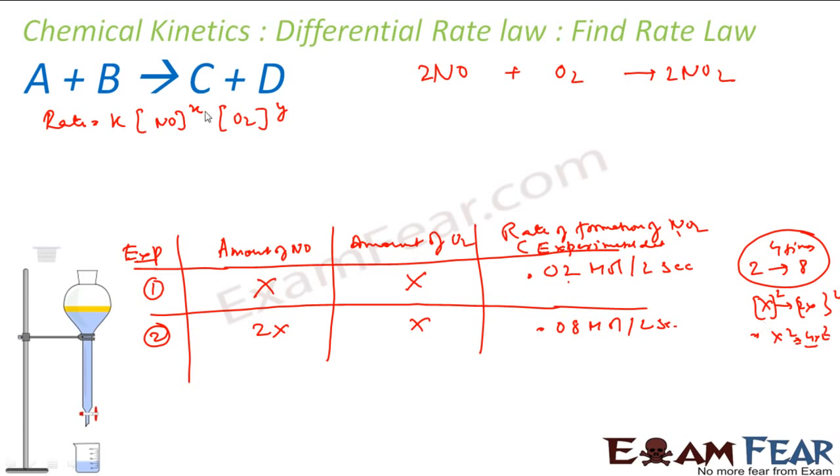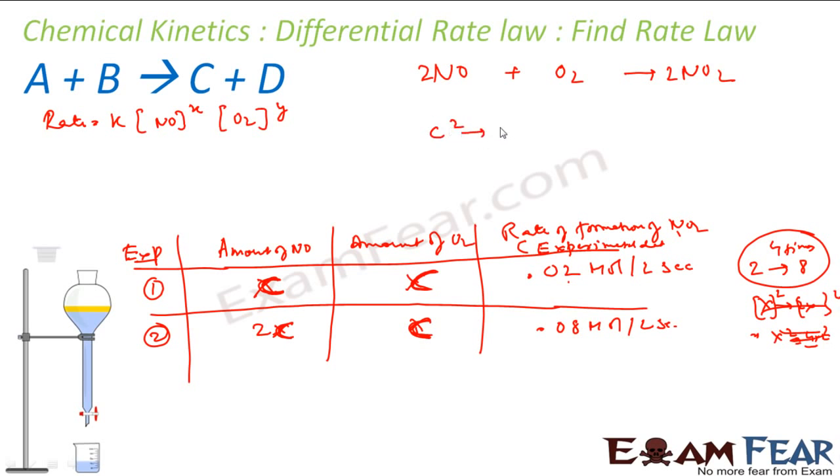See, there is X here, there is X here, so instead of X, let's take some term C here. Let this be C, this will be C, this will be C, and this will be C. Right? So here we have seen that C became 2C, but the rate became 4 times. That means C became 2C, that means it has to be in the square form. That means X has to be 2.